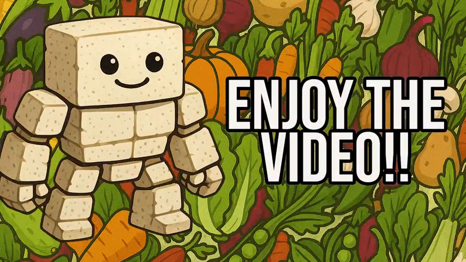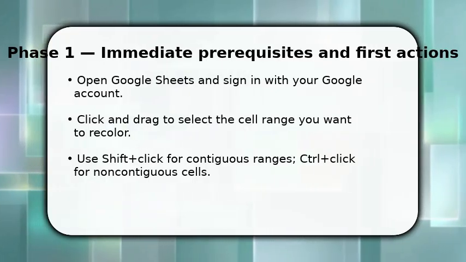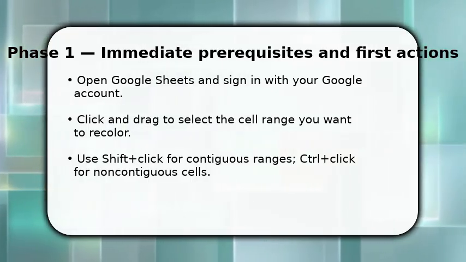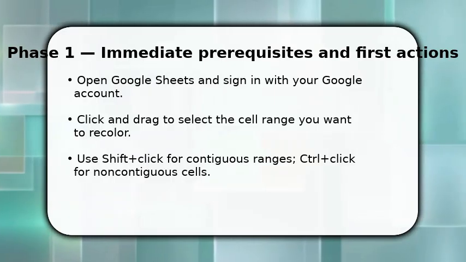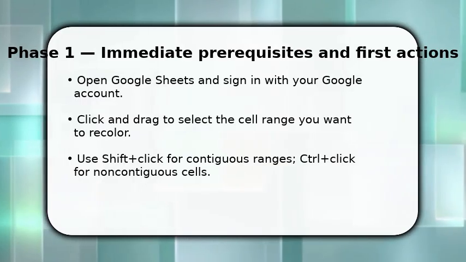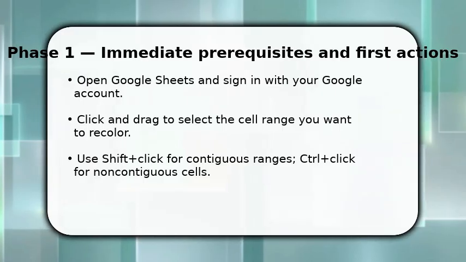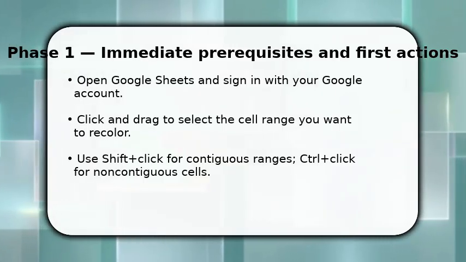Please enjoy the video. You've opened your sheet and chosen a target range. Start now. Click and drag to highlight the cells you want to change, or use Shift+Click for contiguous blocks and Control+Click for scattered cells. Once selected, look to the toolbar's paint bucket icon. This controls background fill. Click it and a color panel appears.